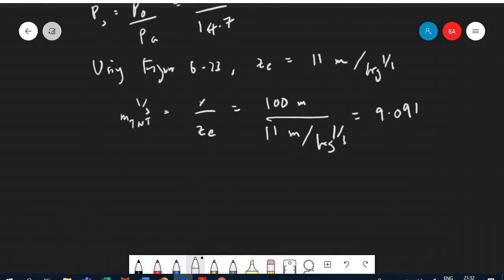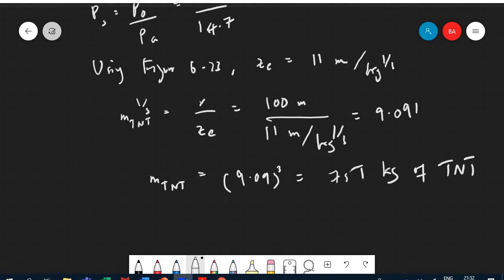However, this is not the mass. We need to find m_TNT, not the cube root. So we need to take the power of 3: 9.09 cubed, and the answer will be 751 kilograms of TNT. Now I have the mass of TNT.